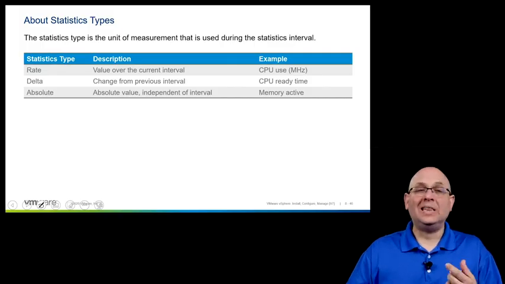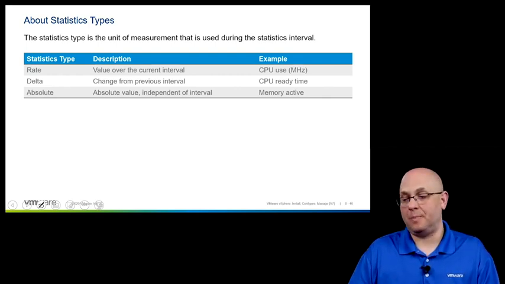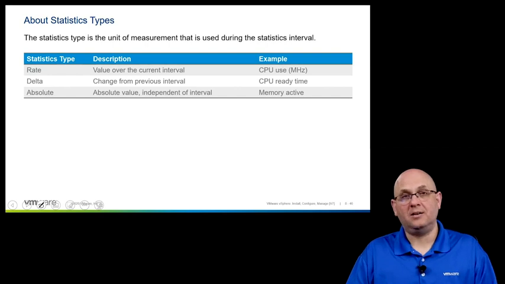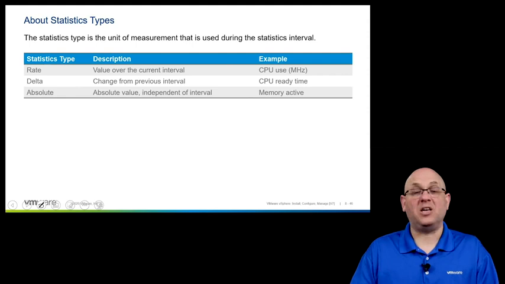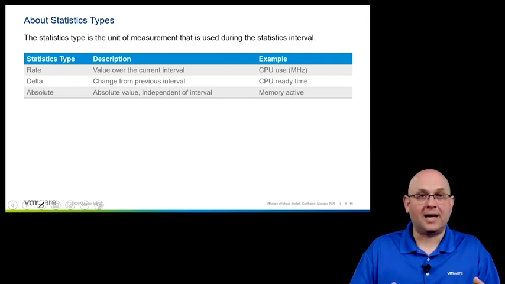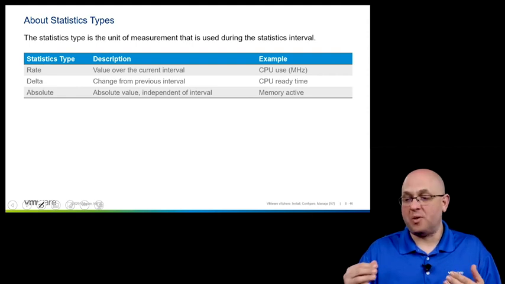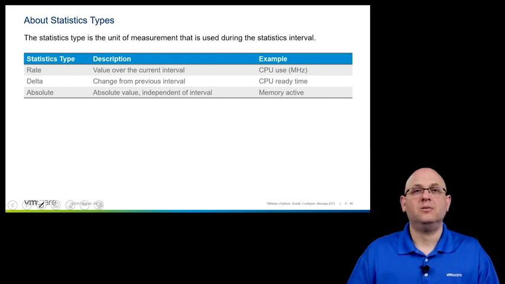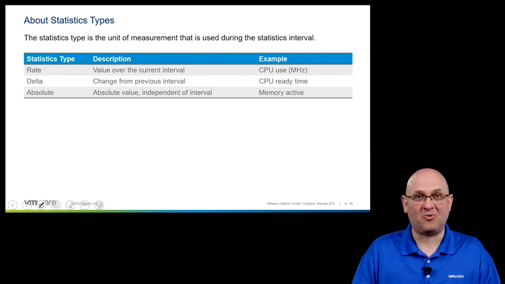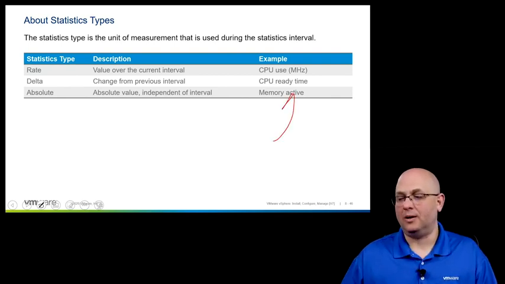Now, when I look at these individual counters, they all have a type, a statistics type. They are either a rate, they are a delta, or an absolute value. A rate being a value over a current interval, 20-second, 1 day, 1 year. A delta is a change from the previous, or an absolute value just tells me what it is right now. What is my host uptime? How long is it right now? What is it right now? So here are some examples of those as well.